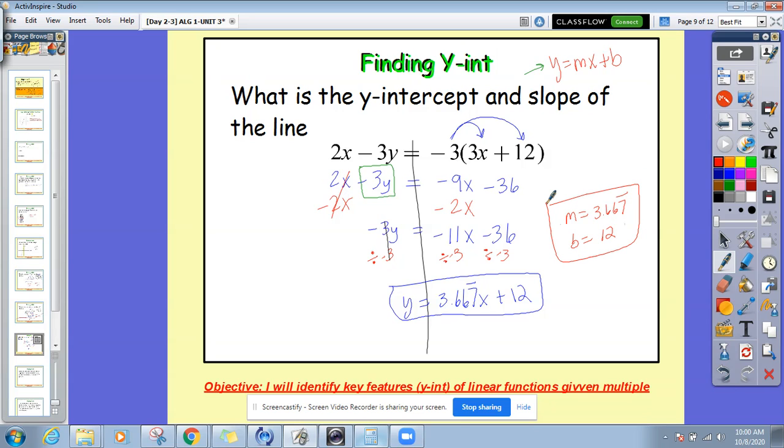So again, the reason why we solve is so now we actually know what's going on. So I know what's going on with this function. If I were to look at it just in this form right here, I would not know anything about it. Okay. So we solve for y so we can find the slope and the y-intercept.